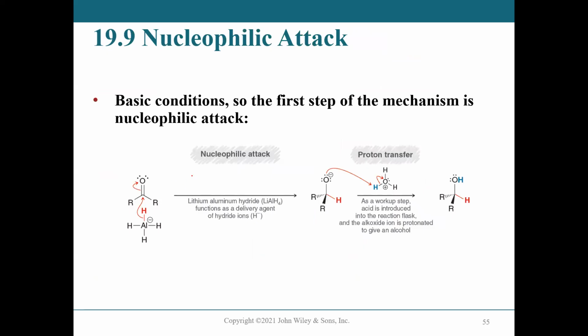And they show it to you right here. So we have a nucleophilic attack. Generally I just show it like this, but it is on that aluminum right there, followed by a proton transfer, and we generate our alcohol.